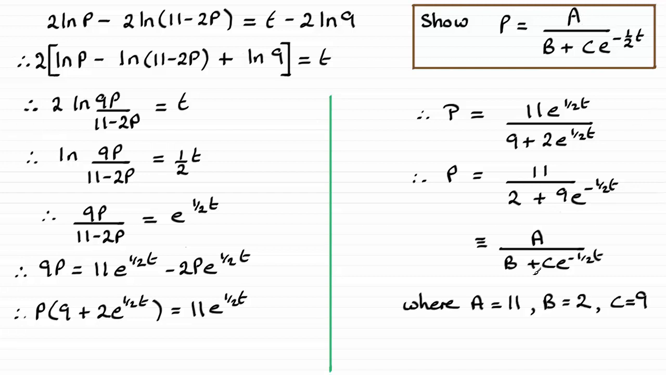So you should be able to see now that this is in the form that we've got here. And when I compare it, you can see that the A is the 11, B is the 2, and C is the 9. Okay, so hope you've been able to see your way through that one.